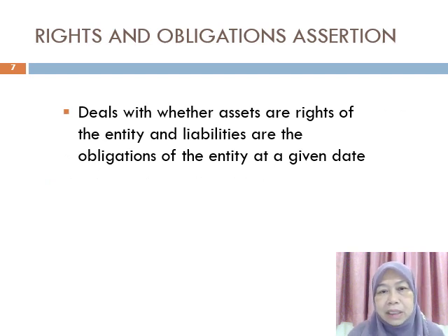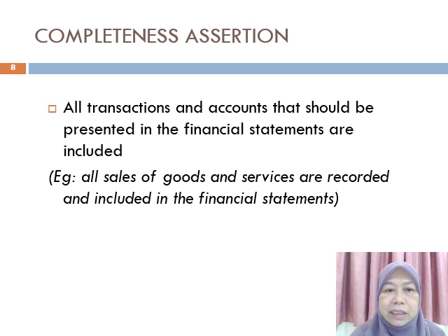Rights and obligation assertion is related to assets and liabilities. The assets are the rights of the company and the obligations are the liabilities of the company. When the assets belong to the company, they have to be stated or included in the financial statements. Similarly, the obligations, the liabilities, have to be included. Completeness assertion is related to a situation where whatever has been recorded in the financial statements is assumed to have been completely recorded or stated. It means that there are no transactions omitted or no account balance that has been omitted.